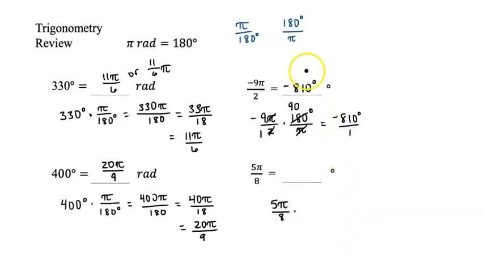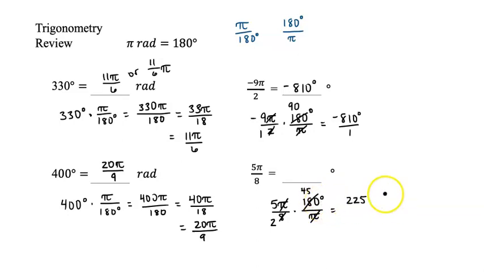We know we are multiplying this by 180 degrees over pi. We know our pi's will cancel out. We can simplify this 180 and this 8. We can divide this by 4. 180 divided by 4 is 45, and 8 divided by 4 is 2. All right, we've got 5 times 45 over 2. And 5 times 45 is 200 plus 25, so we've got 225.